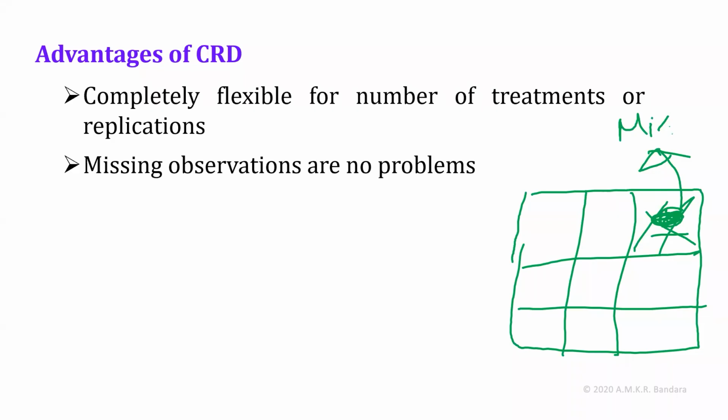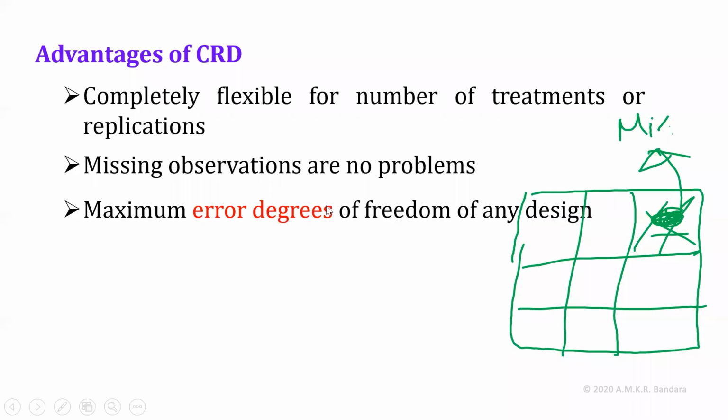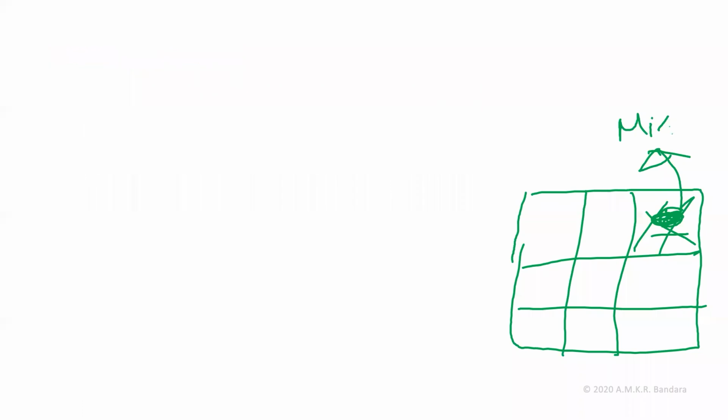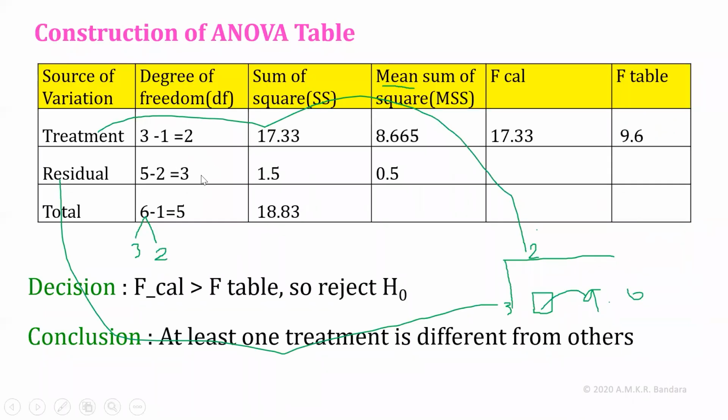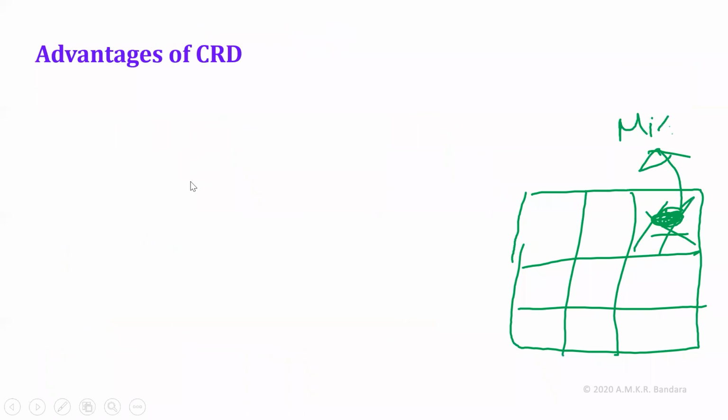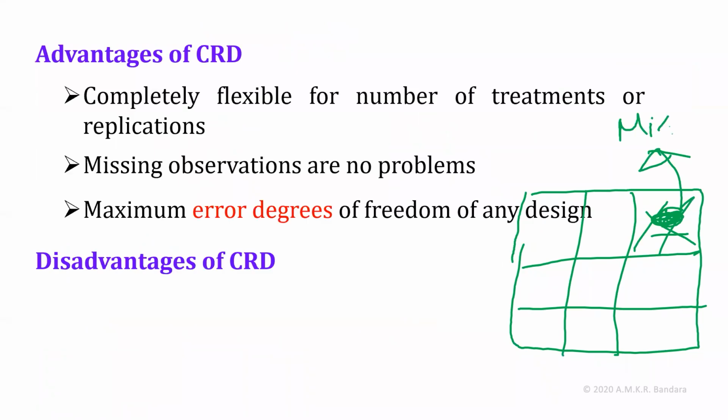For some other designs, it will be a problem. Another thing is that CRD has the maximum error degree of freedom of any design. Here in the ANOVA table, you can see we have the error degree of freedom. In the CRD design, we have the maximum error degree of freedom of any design. When the error degree of freedom is higher, it is an advantage, because when there is a treatment effect, we can detect it. So a higher error degree of freedom is with the CRD design. It is an advantage.